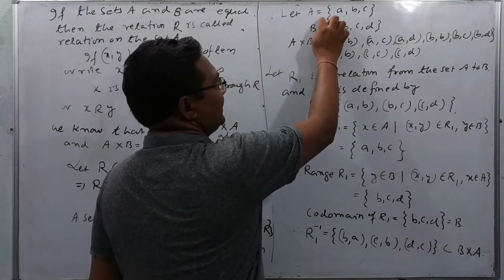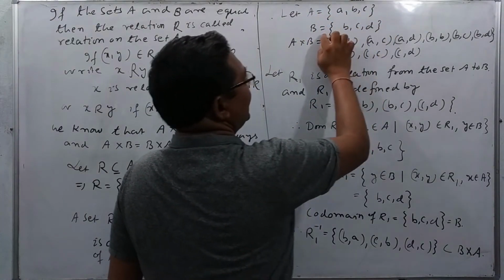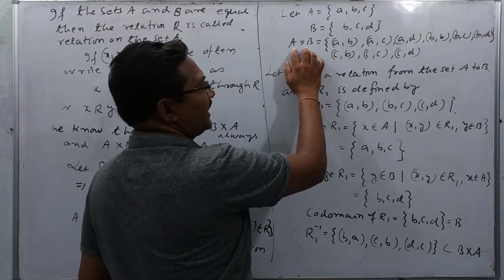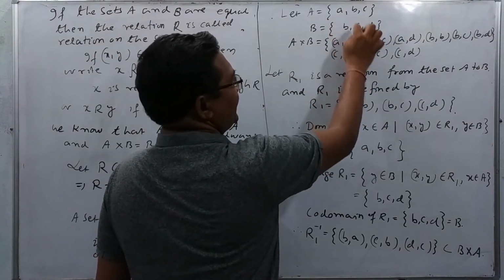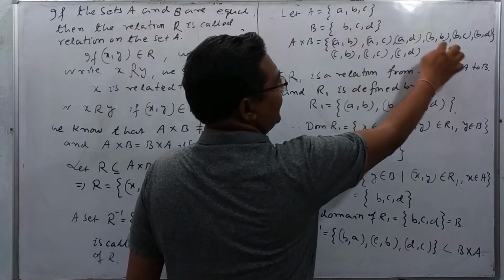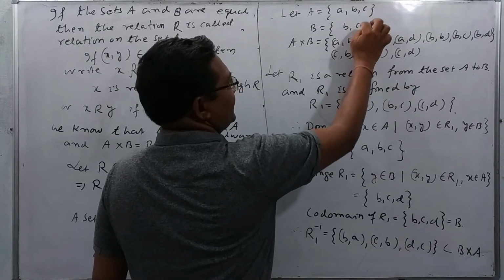Let the set A equal to {a, b, c} and the set B equal to {b, c, d}. We form A Cartesian product B: (a, b), (a, c), (a, d), (b, b), (b, c), (b, d), (c, b), (c, c), (c, d).